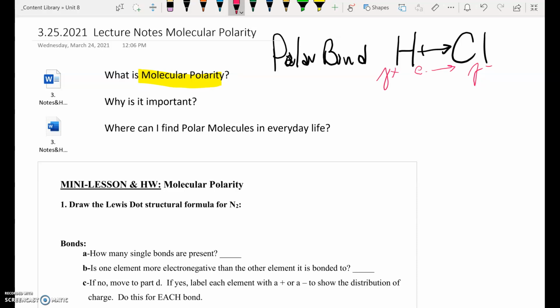Why is it important? Because polar molecules are all over the place. They're inside of our bodies. We're made of them. Proteins, DNA, they all rely on polar bonds. And where can I find them in everyday life? Well, the most important thing is going to be in water. Water has polar covalent bonds, and it is a polar molecule, and I'm going to explain that for you right now.